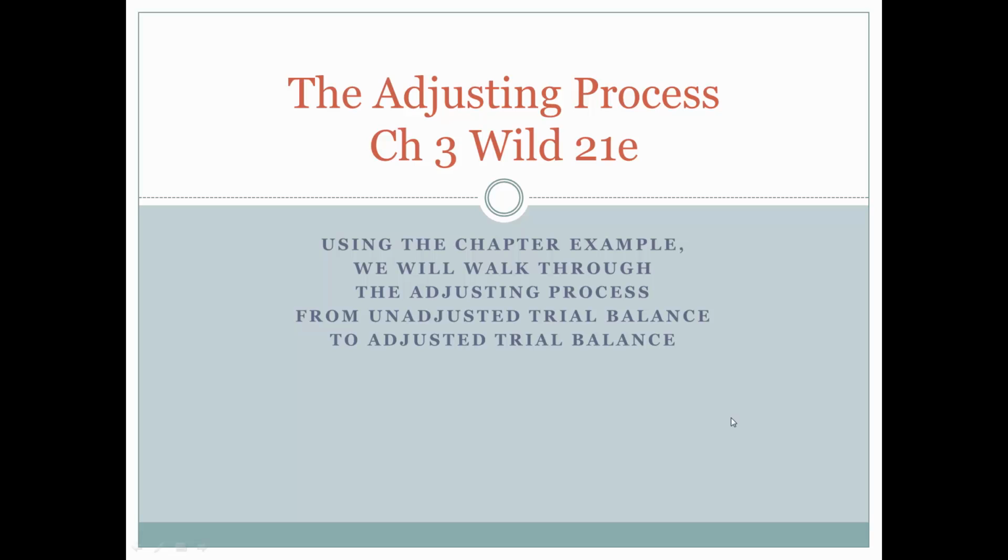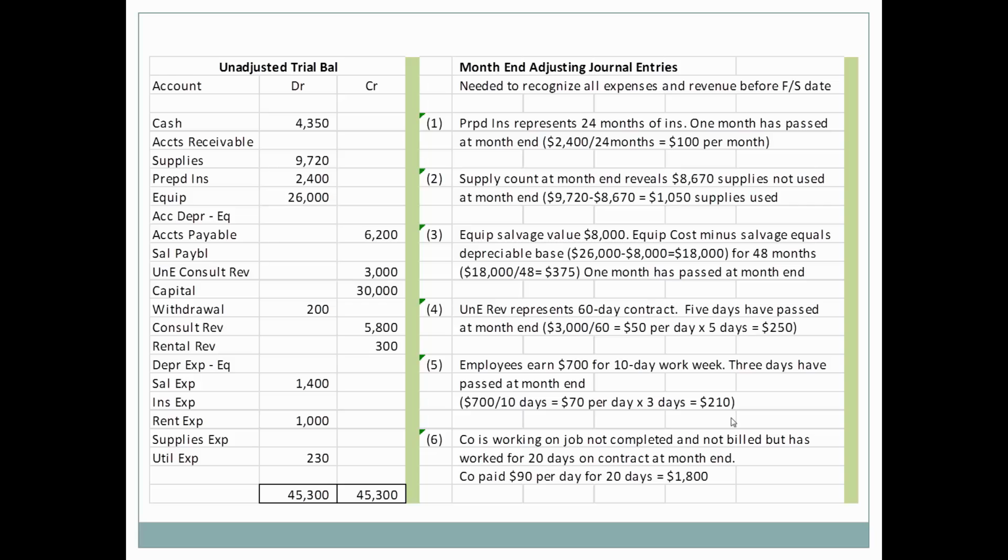The Adjusting Process, Chapter 3, Wild 21st Edition. Using the chapter example, we will walk through the adjusting process from the unadjusted trial balance to the adjusted trial balance. We can see here that we've started with the unadjusted trial balance of all of the debits and credits, and that the debits and credits equal.